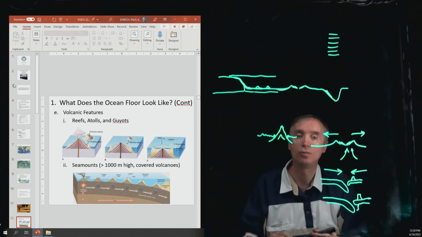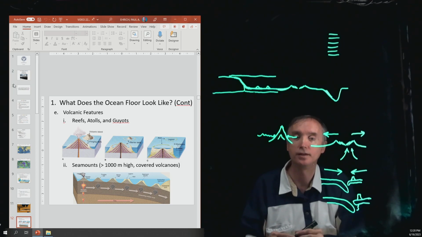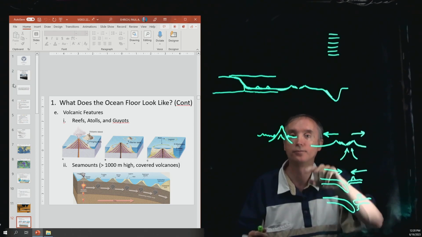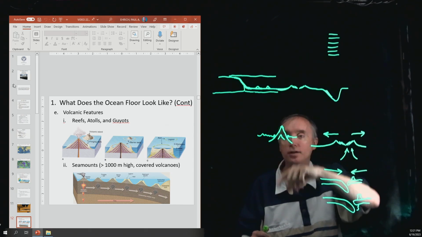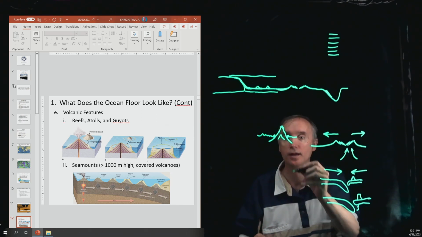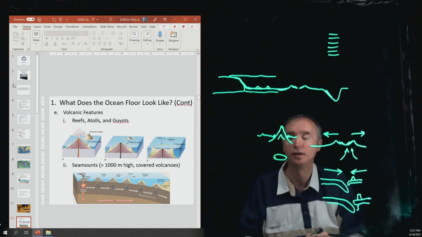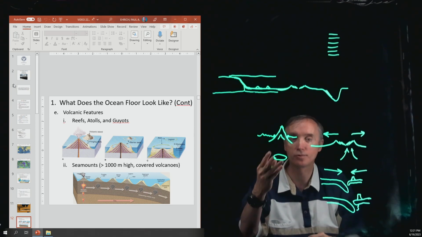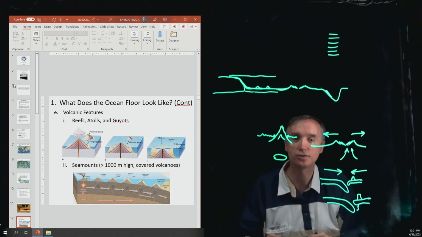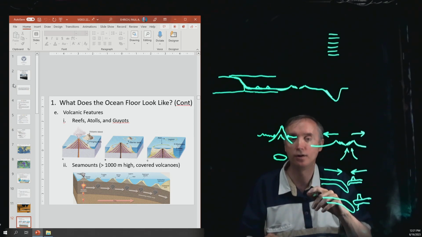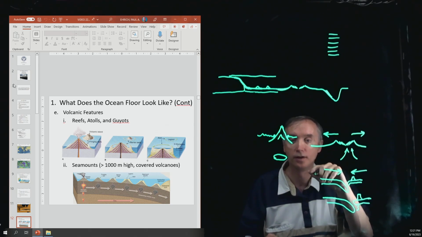Okay, and then what can finally happen is that the volcano can be completely gone, and all that you have is a fringing reef of coral that represents where the volcano used to be located. Okay, and then a guyot is going to be a volcano that has been sheared off.